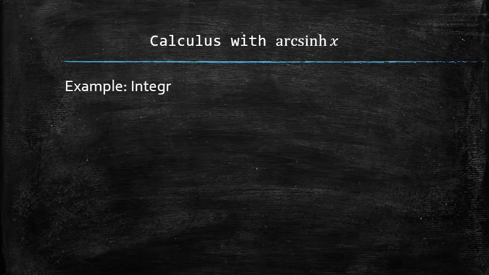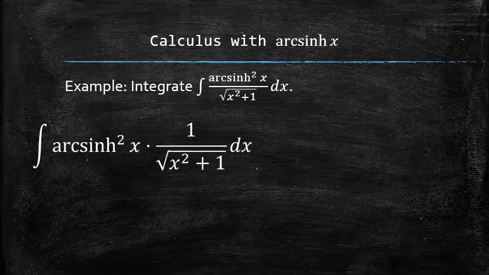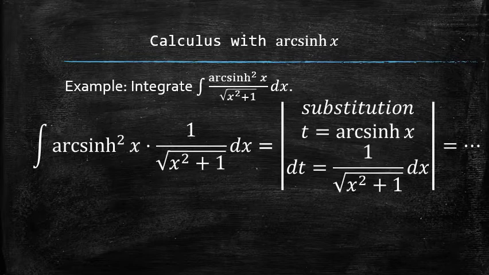Let's do an example of an integral. We first recognize the pattern and rearrange the integrand. Then we set up the substitution by setting a new variable, let's say t, equal to the hyperbolic arcsine function, and finding the differential of t.